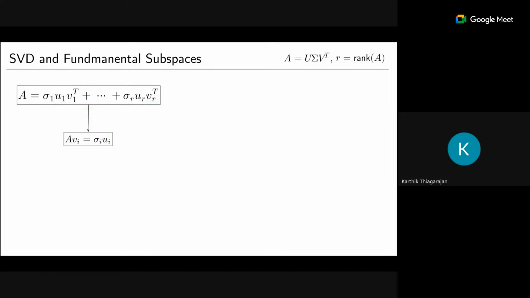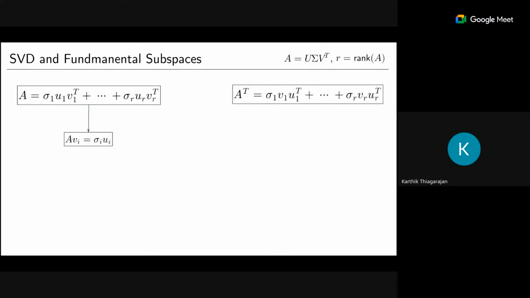A transpose equal to what? We will transpose the expression. Of course, that is true. But then what will that turn out to be? Sigma will remain the same, and U transpose, and V1 ... UI transpose sigma. So it will be sigma 1 V1 U1 transpose, right?